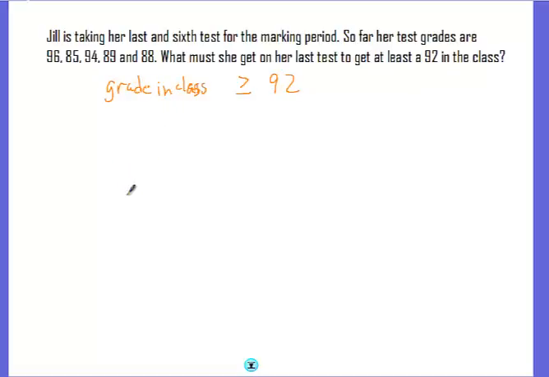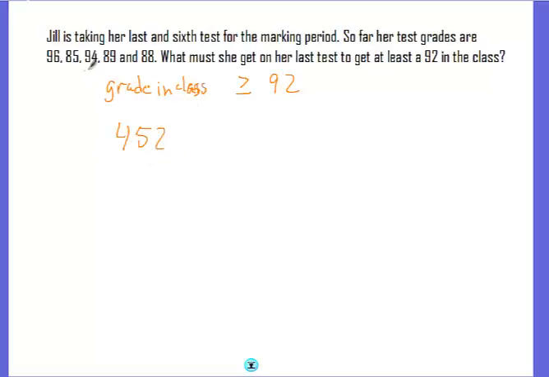Now, what we have to do here is think to yourself, how do you find the average of something? The average is you add everything up and divide by how many there are. So for our grade in the class, we're going to add up all of our test grades. So I'm going to grab 95 plus 85 plus 94 plus 89 plus 88. So right now in the class, she has 452 points.